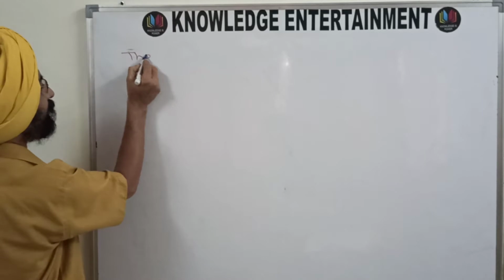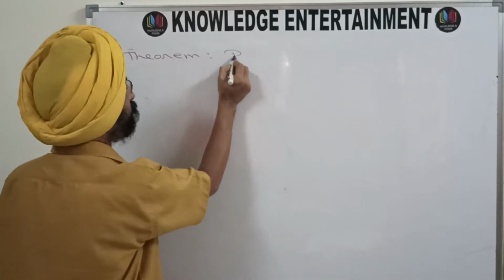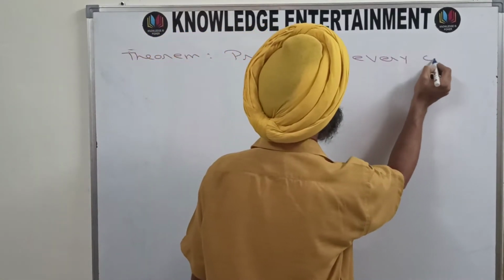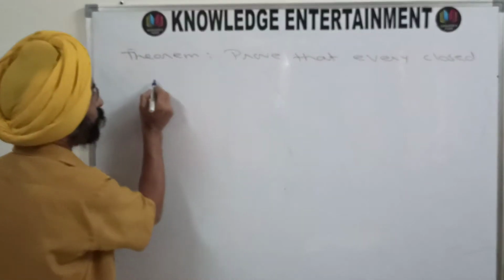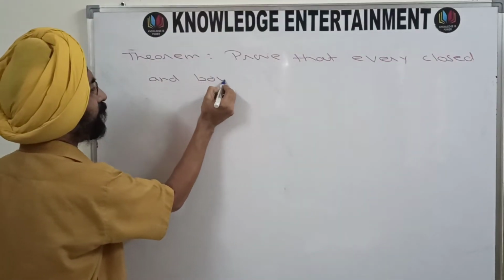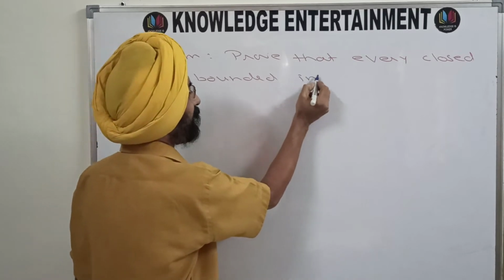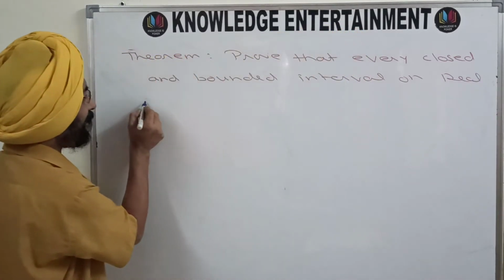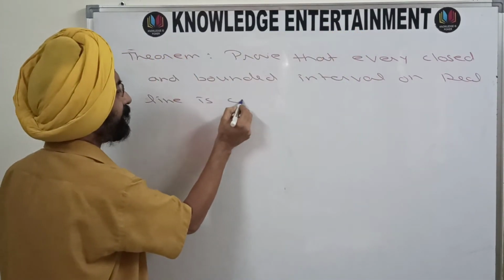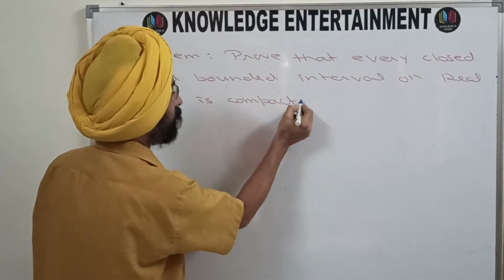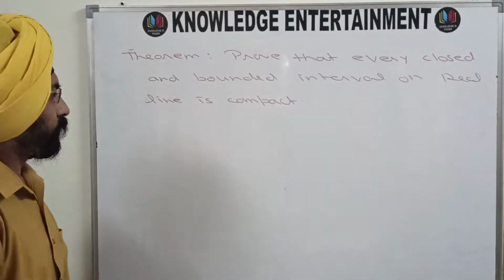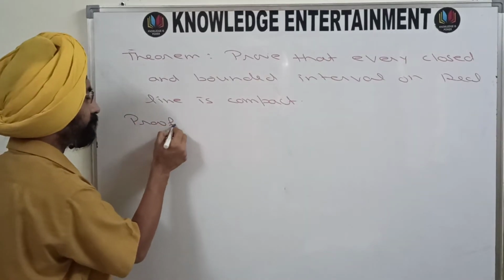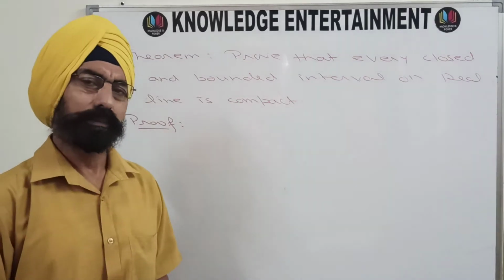The statement of the theorem is: prove that every closed and bounded interval on a real line is compact. So the proof is based on the nested closed interval theorem, which we have proved in the previous video.